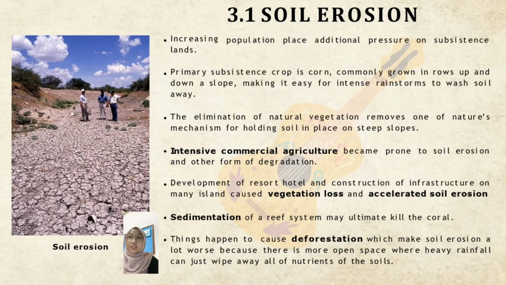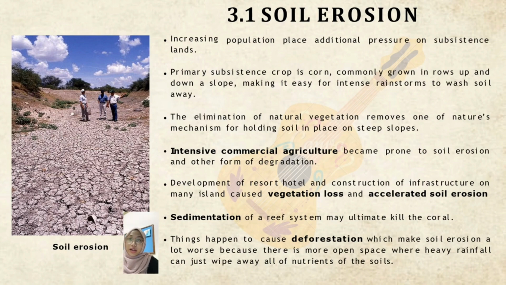Now moving on to soil erosion and agricultural impact. With a growing population, subsistence lands face increased pressure, resulting in elevated soil erosion. Planting primary subsistence crops like corn in rows on slopes makes soil vulnerable to being washed away during heavy rain. The absence of natural vegetation eliminates a crucial mechanism for retaining soil on steep slopes. Intensive commercial agriculture is susceptible to soil erosion and degradation due to the removal of natural vegetation and specific planting patterns.